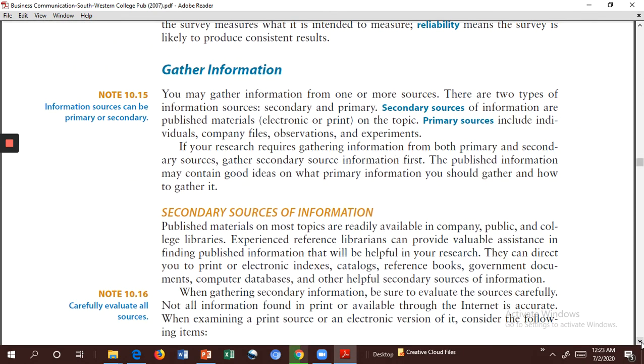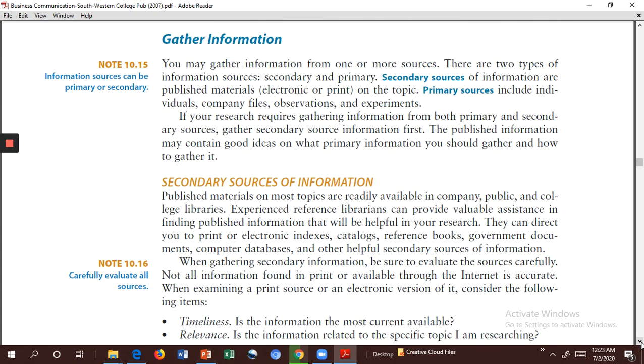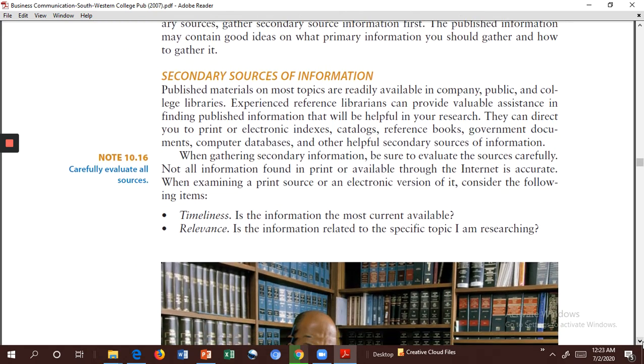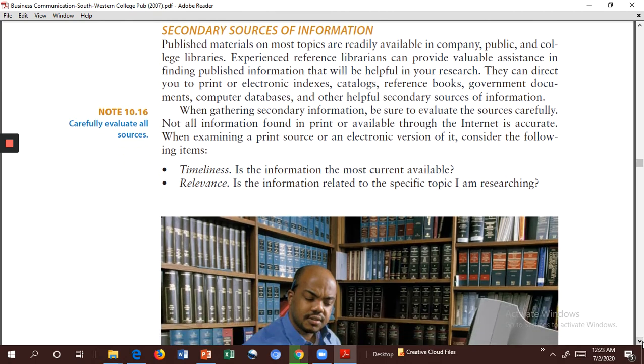All right, gather information. Now there are secondary sources of information. Now, what does that mean? The published material on most topics is readily available in a company, public, or college library, and this is called the secondary source, or sources.